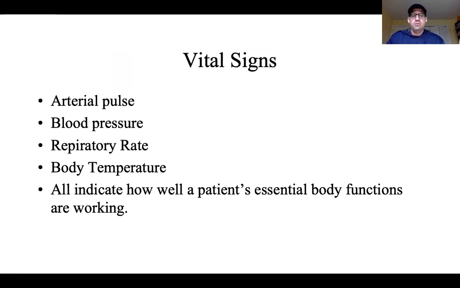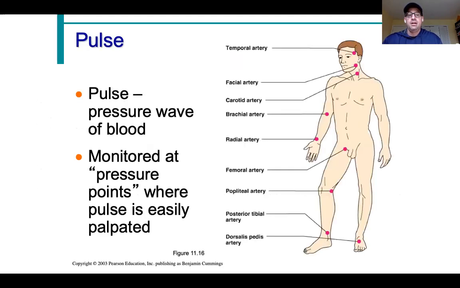So what I want to do is actually take a look at your pulse and your blood pressure. This is a little different than on the slide that you have on your document. I felt like what I said before was a little too vague, but these vital signs indicate how well a patient's essential body functions are working and how well the patient is maintaining homeostasis. So your pulse is a pressure wave of blood flowing through your arteries, and it is monitored at pressure points where it's very easy to palpate or detect your pulse.